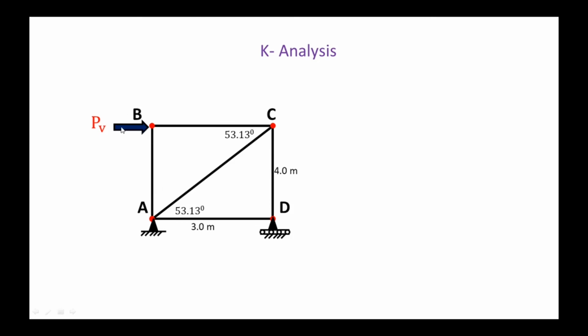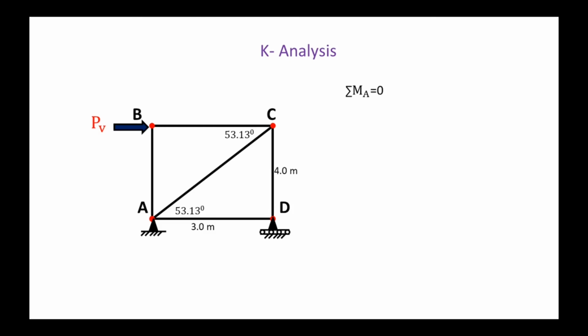This is our assumed direction, toward the right. If the answer is positive, it means our assumed direction of deflection is correct. Otherwise, you only have to change the deflection direction. The magnitude is correct.